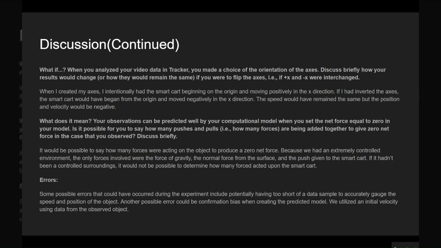And some possible errors that could have occurred during the experiment include potentially having too short of a data sample to accurately gauge the speed and position of the object. Another possible error was confirmation bias when creating the prediction model. We utilized initial velocity using data from the observed object, which could have ultimately affected the final result.